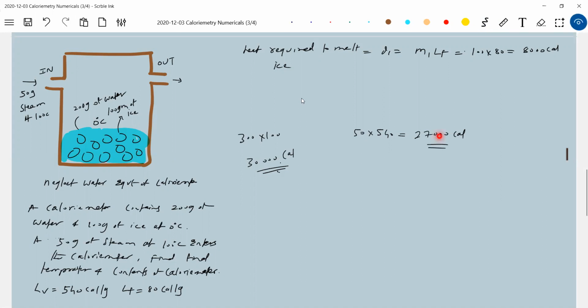No, look at this. Already that 8,000 calories you have to spend for melting the ice. And 30,000 is needed to raise the temperature from 0 to 100. So total how much is needed? 38,000. But how much can the steam give at maximum? 27,000 calories only. So what do you expect now? Will all the steam condense, or will a part of the steam condense?